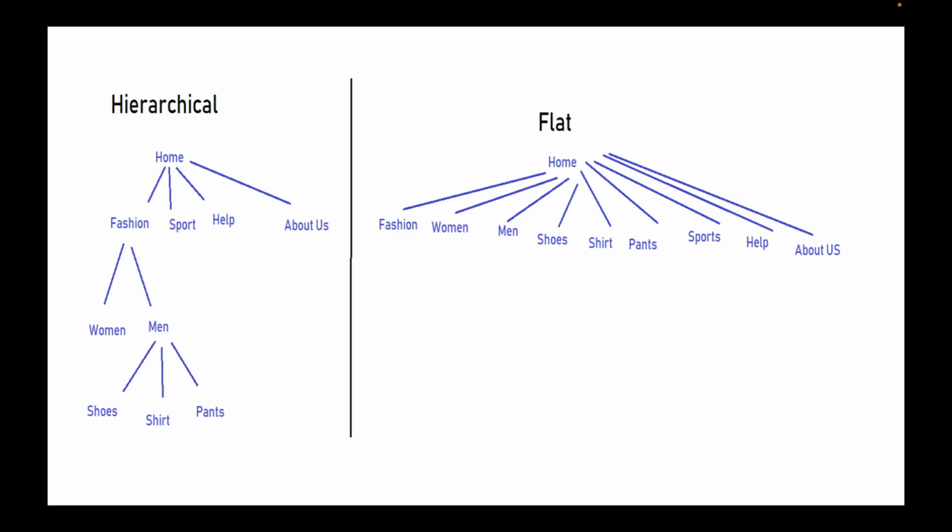Whereas in a flat sitemap, we have one single primary level. In that level, all the images, contents, text, everything is arranged in a single flat structure. So that's a hierarchical and a flat sitemap.